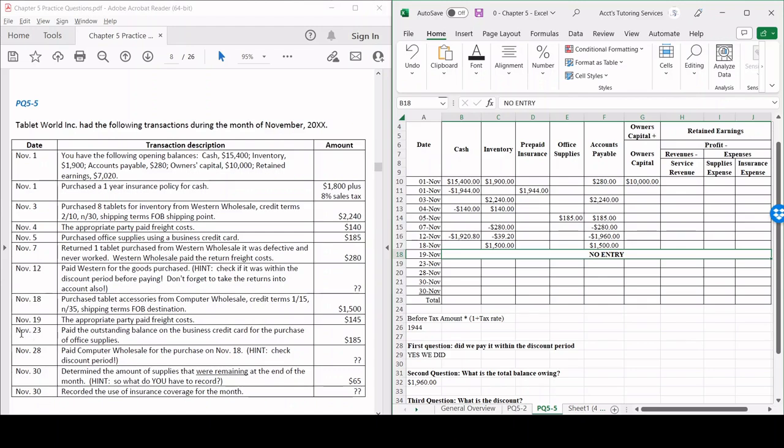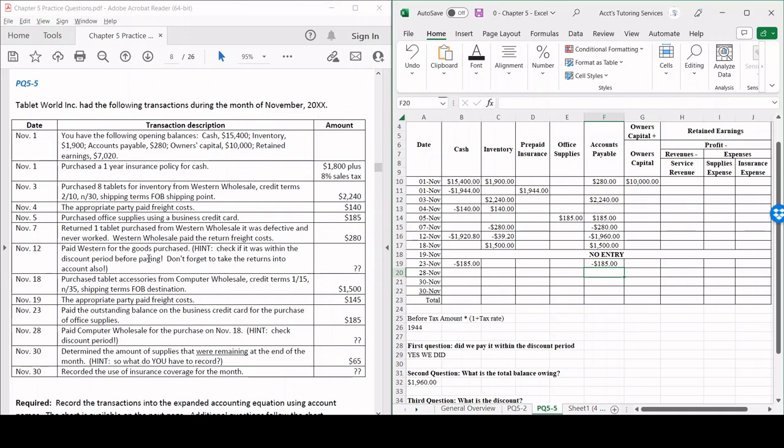Now, on November 23rd, pay the outstanding balance on the business credit card for the purchase of office supplies, $185. Simple transaction. Cash is going to go down by $185, and our accounts payable is going to go down by $185. Next, paid Computer Wholesale for the purchase on November 18th. And check the discount period.